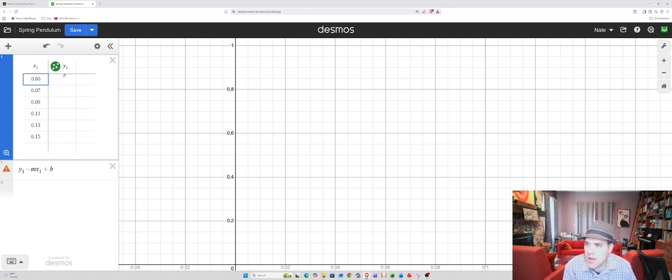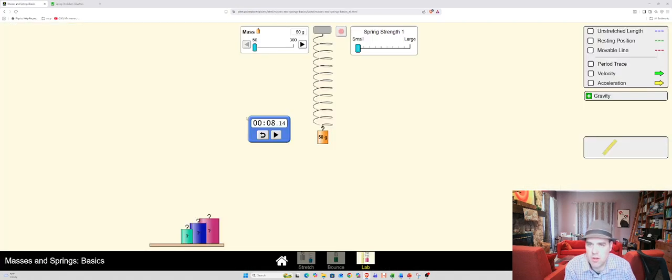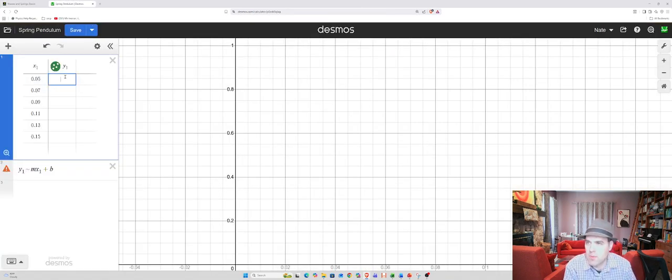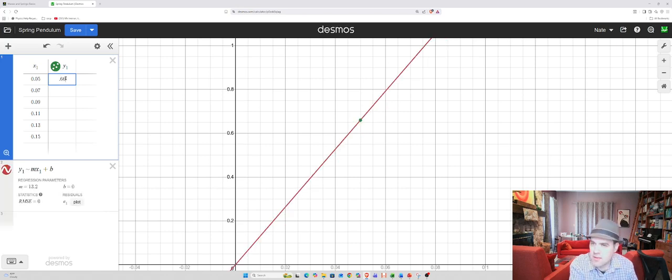Now, on the y-axis, we're not plotting the period. Here our period was 0.814, but we've got to square that. So I'm going to get my calculator out and do 0.814 squared, and I get 0.66. So for period squared, I'm going to put 0.66 here. And it gives us our first data point.